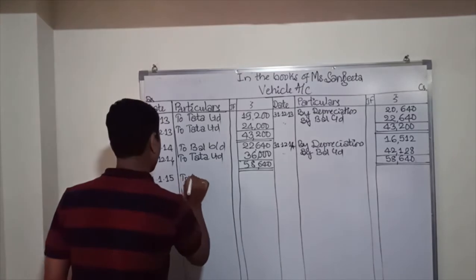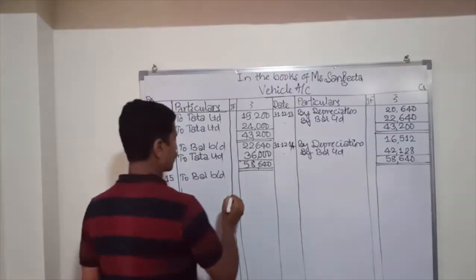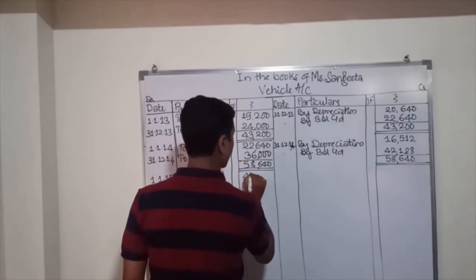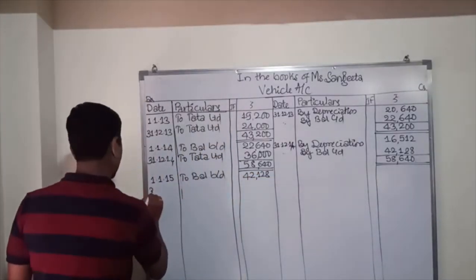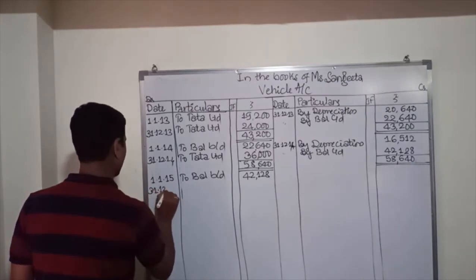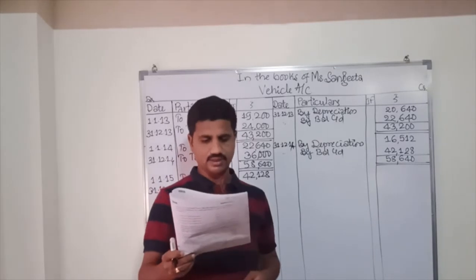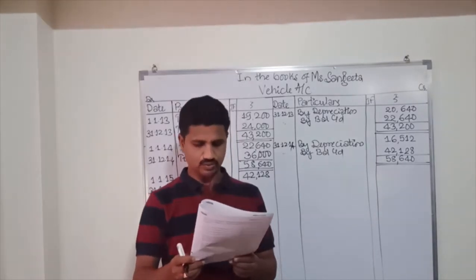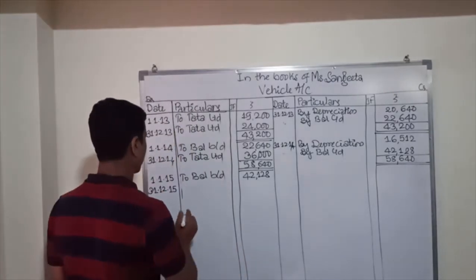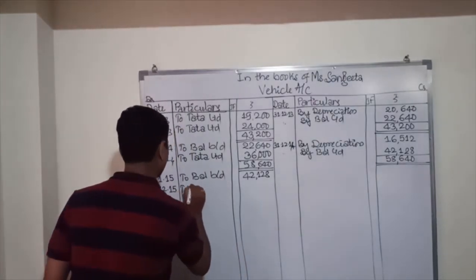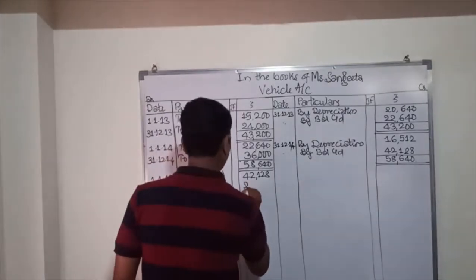So to balance brought down 42,128. So the last installment is due for payment on 31st 12 2015. Again the entry remains same. The last installment it is rupees 26,400. So vehicle account debit, interest account debit to Tata Limited. So to Tata Limited, 24,000.